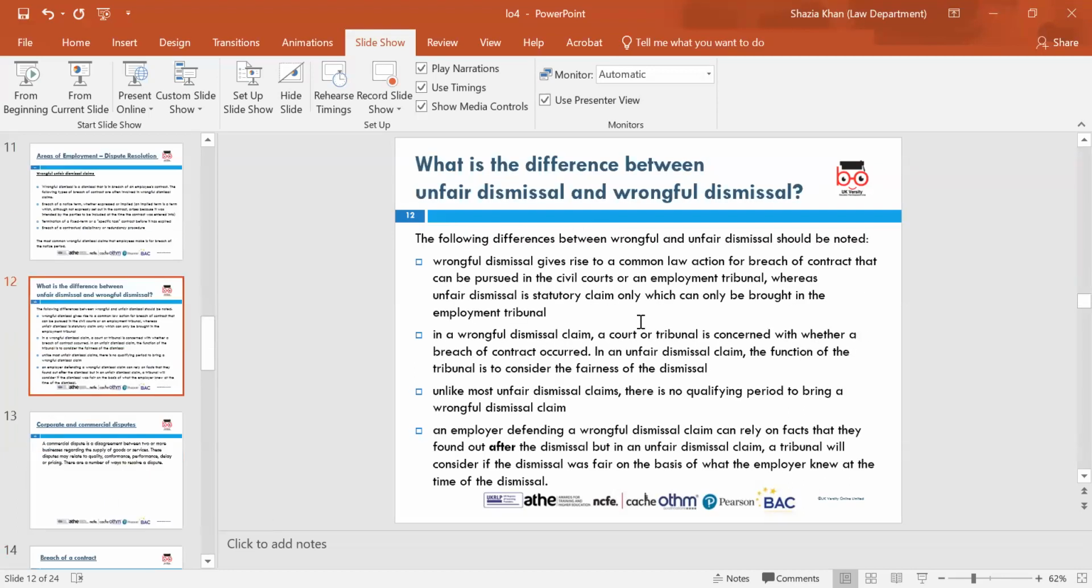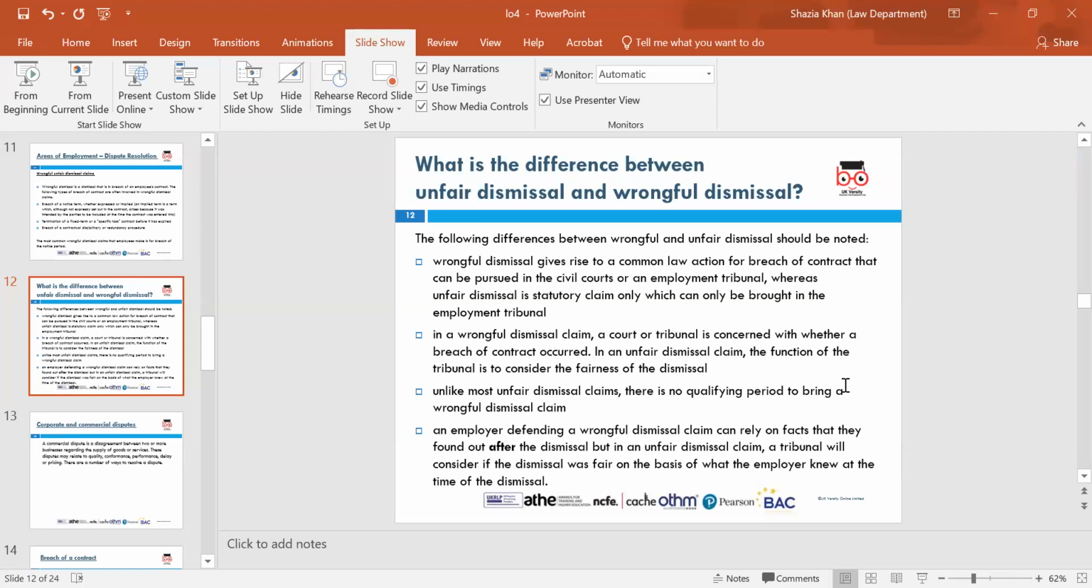So what's the difference between unfair and wrongful dismissal? The following differences between wrongful and unfair dismissal should be noted. Wrongful dismissal gives rise to a common law action for breach of the contract that can be pursued in the civil courts or an employment tribunal, whereas unfair dismissal is a statutory claim only which can be brought in the employment tribunal. In a wrongful dismissal claim, a court or tribunal is concerned with whether a breach of contract occurred.